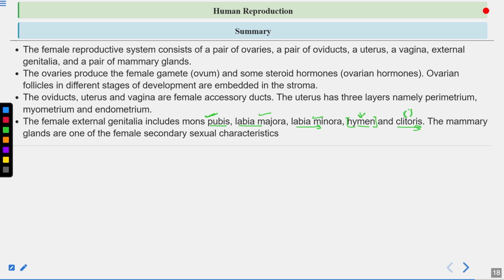Now, mammary glands, meaning breasts, are one of the female secondary sexual characteristics. So what happens during puberty? There are a lot of physiological and morphological changes. There is a release of hormones, and these hormones lead to the development of secondary sexual characteristics. The development of mammary glands is one of the secondary sexual characteristics in females.